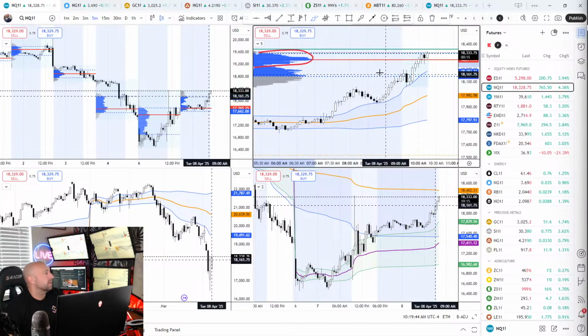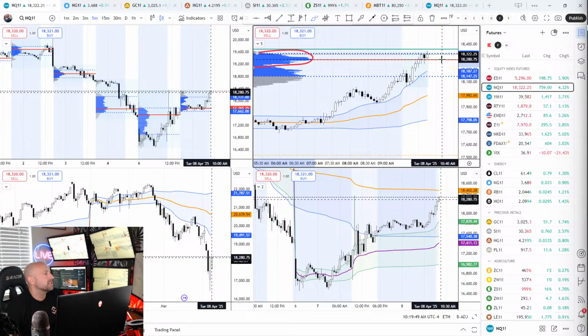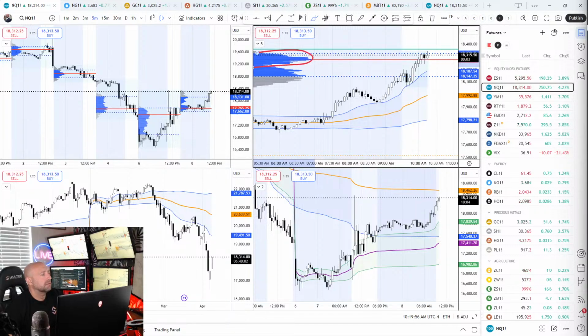So, the only thing that we could possibly take is a fade value area extreme here. But the range is so small. Maybe get 20 points back to point of control.